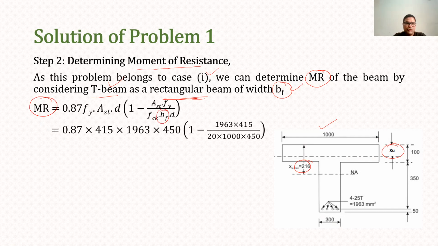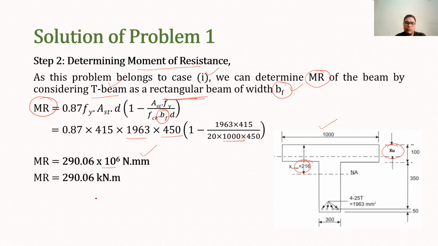So putting all the values, AST is 1963, D is 450, and BF is 1000 mm. Solving this, we get the value of moment of resistance as 290.06 into 10 raised to power 6 Newton mm. And we can convert this moment of resistance into kilonewton meter, so simply writing 290.06 kilonewton meter.